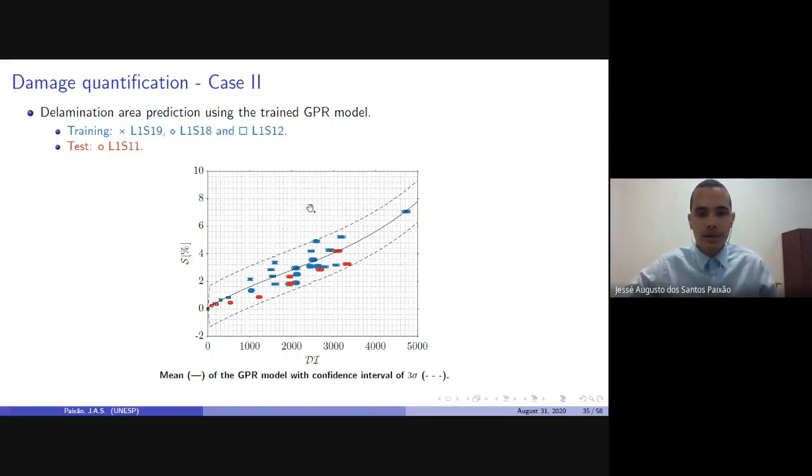In this case, we have a more complex case because it involves more sources of uncertainty, because we are training in different structures. Even if they are nominally identical, there are some variations in the fabrication procedure and also sensor placement. And even in this case, which involves more sources of uncertainty, the model was able to capture the trend and also the uncertainties associated with the damage index.